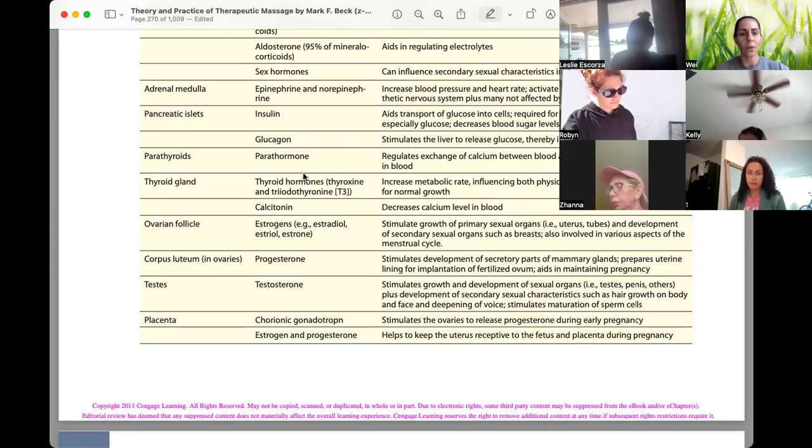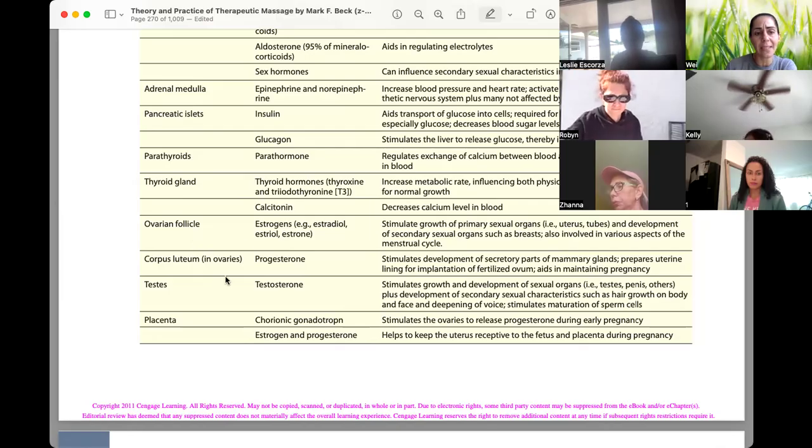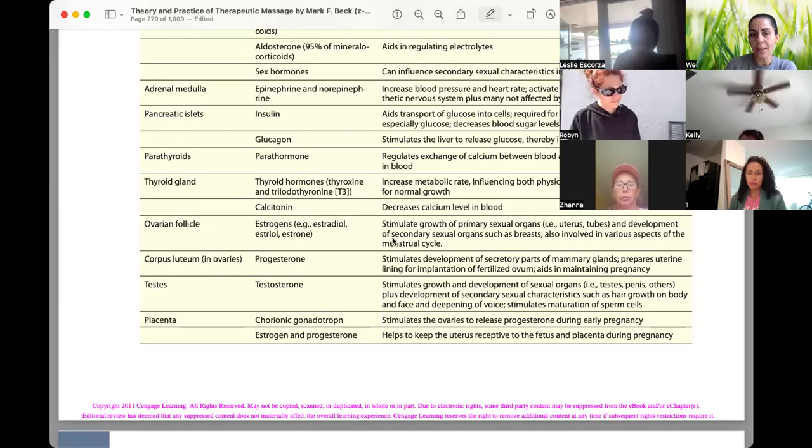Here we go. So the ovaries and the testes, these are your sexual organs. The ovaries will secrete estrogen, which stimulates growth of the primary sex organs. That's what's going to make you a female with the tubes and all that. And it's going to develop the secondary organs, which is the breast and the menstrual cycle.